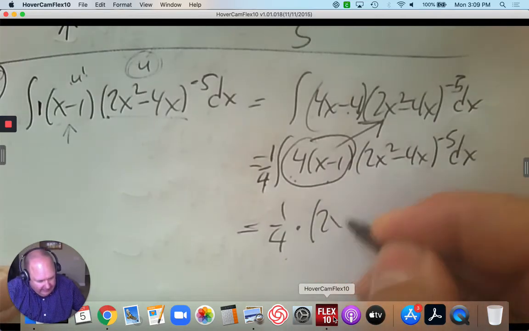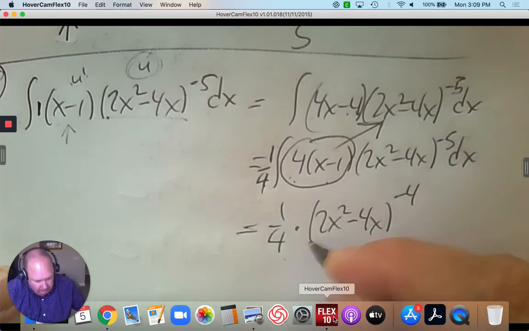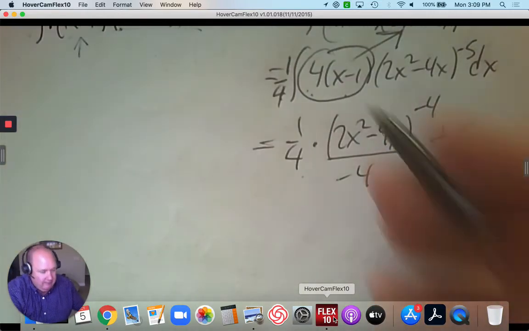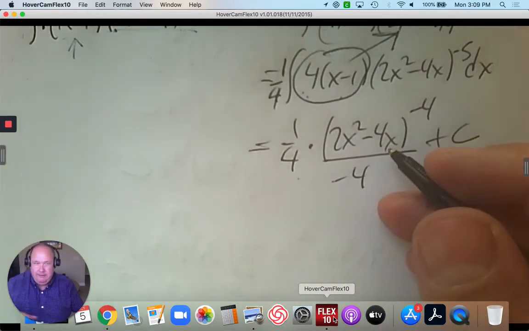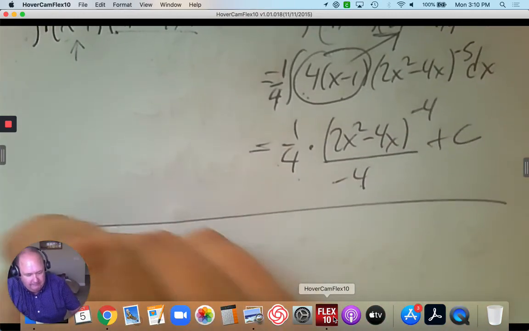And then add 1 to the exponent. So -5 plus 1 is -4 and divide by -4. And then don't forget the constant. These 4's don't cross out. They would actually make -16 because they're both in the denominator. Number 9. I don't need to write that down.